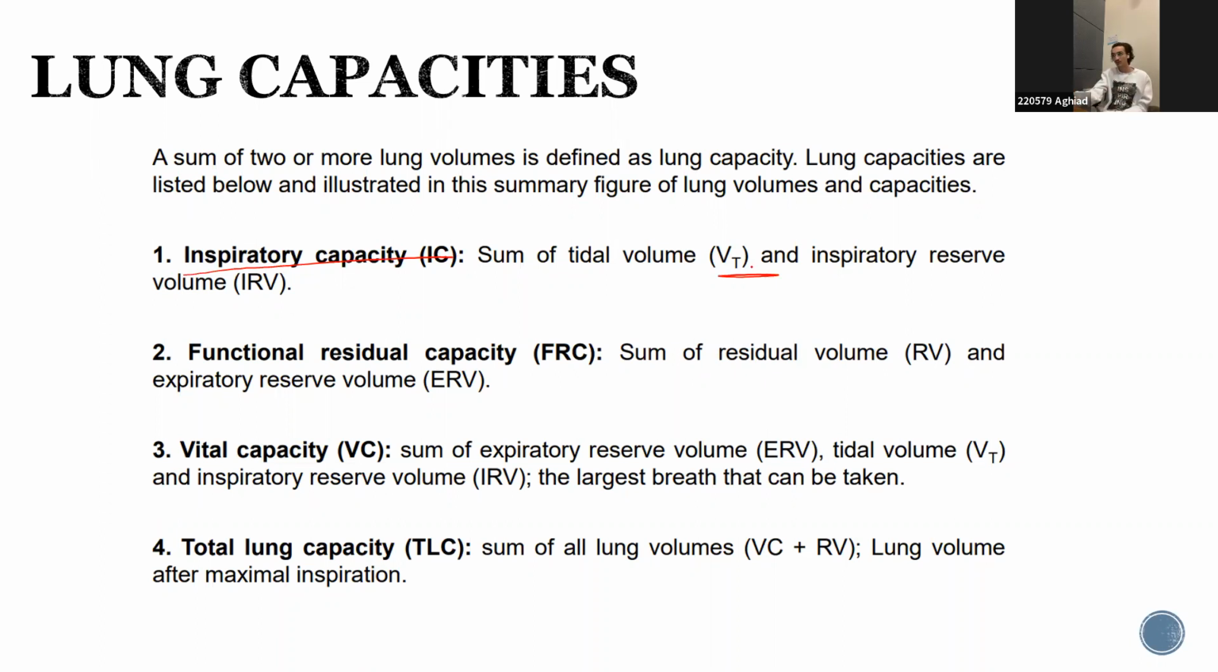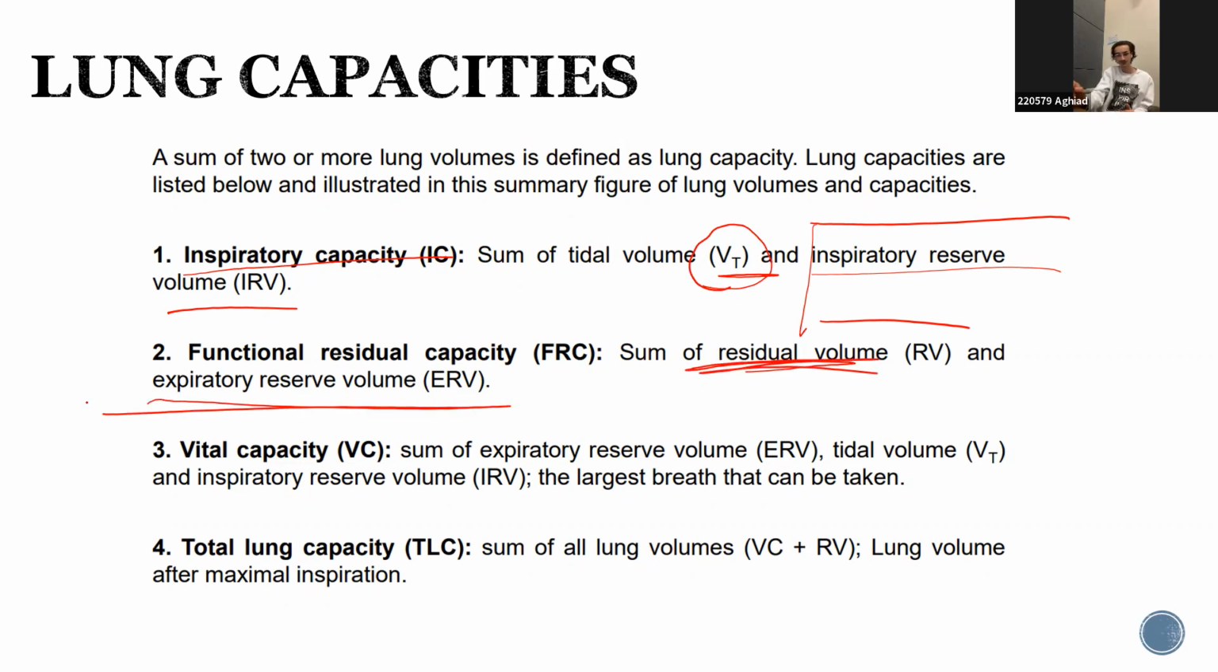So it's the tidal volume plus the inspiratory reserve volume, the maximum amount of air you can breathe in, right? And then the air you breathe in normally, okay? Since you can breathe them in, that's called inspiratory capacity, because it's two volumes added. You have the functional residual capacity, the sum of residual volume, the one we can't breathe out, and the expiratory reserve volume, the maximum amount of air you can breathe out. So the air we can't breathe out and the maximum amount of air we can breathe out.